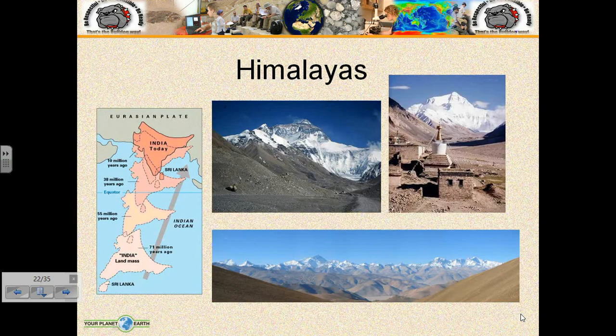And here are some images of the Himalayas. Again, this is another example of continent to continent crust colliding to form a landform, in which case one part of the continental crust is subdued and goes underneath, and the other part is raised.